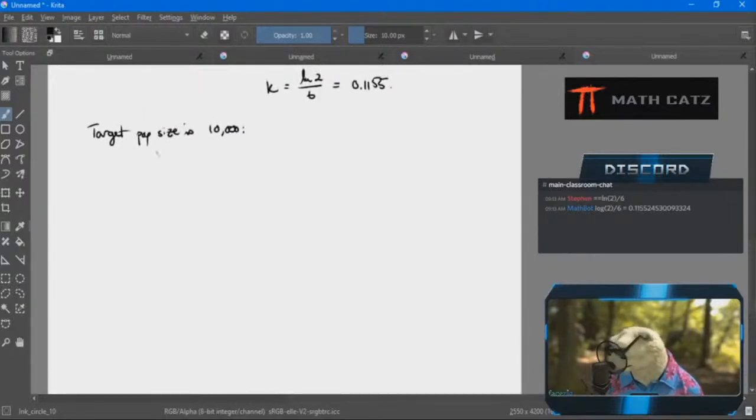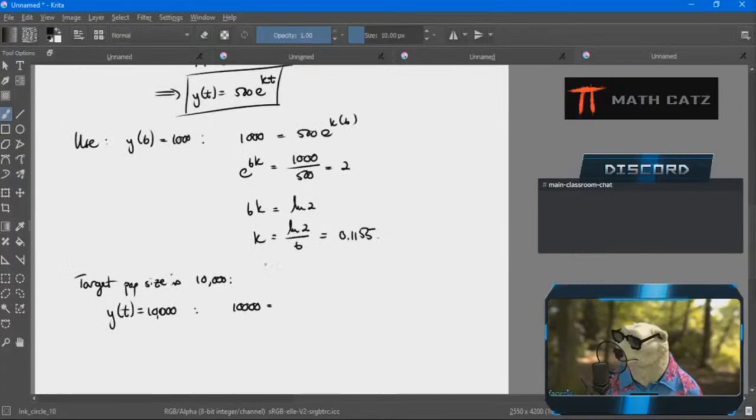I use my function. Let's just peek at what k is at the same time. So that means y of some t value is 10,000. So 10,000 for y equals, what's my function? Over there, 500 e to the kt, and I know what k is whenever I need it. So e to the kt is 10,000 over 500, which you can simplify if you want to. Some zeros cancel out. I get 20.